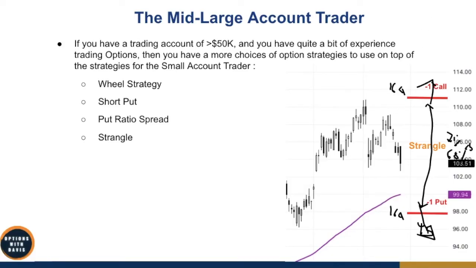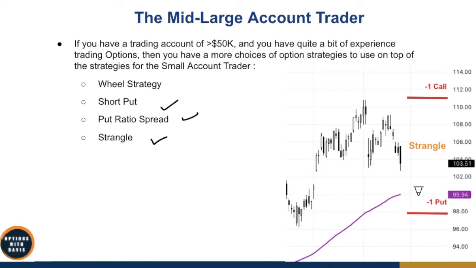Alright, so I don't want to go too deep into this. I'll create another video to go in depth into the strangle. But for now, what you need to understand is that if you want to get more consistent profits, especially if you have a large account, then this is where you want to start to get into certain undefined risk strategies, right? All these three strategies are undefined. If you're just starting out, start off with maybe the short put first. Once you get a little bit familiar with the short put, then you get into the put ratio spread, and then you can get into the strangle.